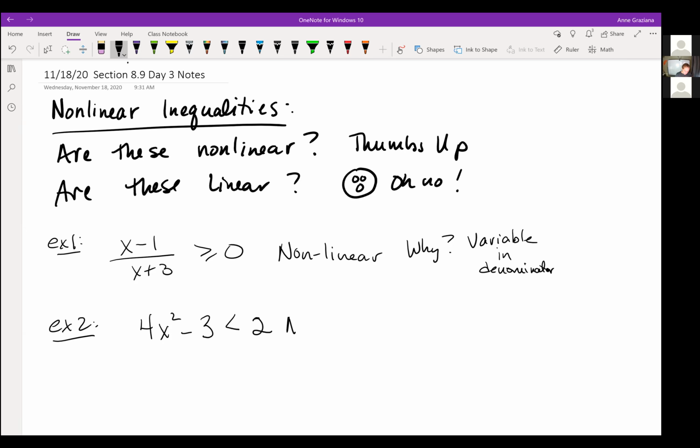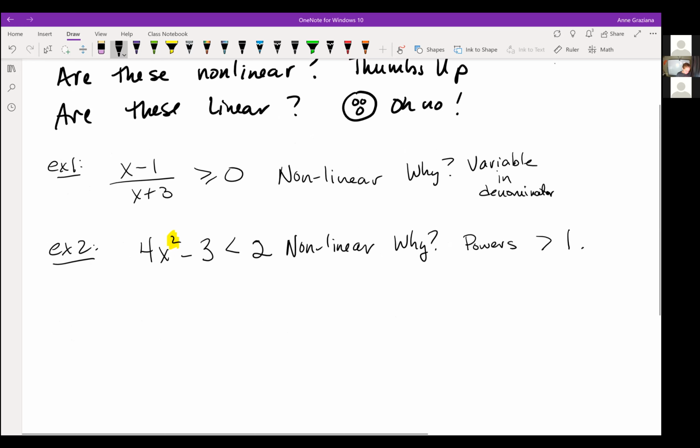Okay. So I have a little bit of each, mostly thumbs up. That's because the thumbs up wins. It is nonlinear. Again, why? Even though this is not a fraction, the power is higher than 1. So this square right here tells me it is nonlinear.